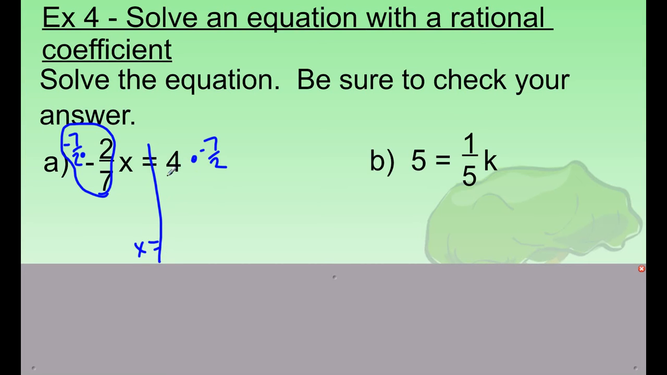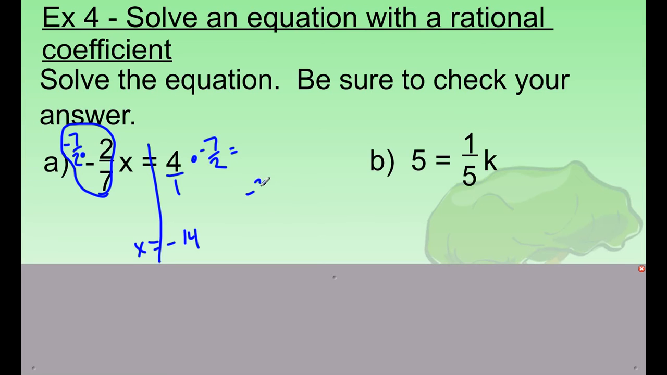On the other side, when you multiply fractions, you still multiply across the top and across the bottom. So 14 times negative 7 is negative 28. 1 times 2 is 2, which gives me an answer of negative 14. We multiplied both sides by the reciprocal of the fraction so that the fraction will cancel. It'll give us 1. Let's check our answer.